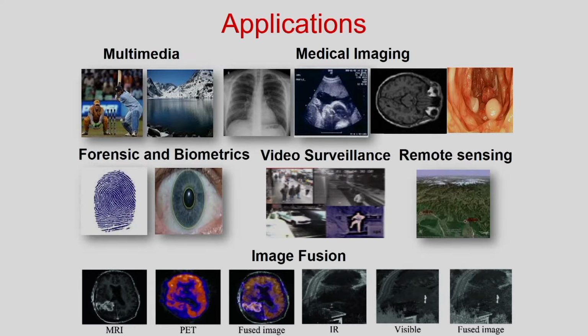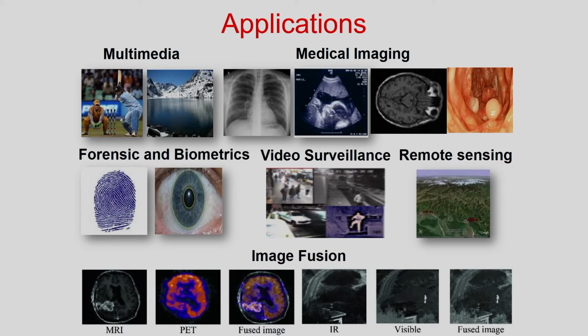And some of the applications of image processing: here I have shown applications like multimedia, medical imaging, that is medical image processing and medical image analysis. I have many applications, even in forensics and biometrics like fingerprint recognition, iris recognition, video surveillance, remote sensing. There are many applications of image processing. And one important application of image processing is image fusion.